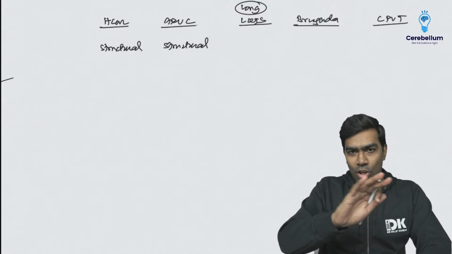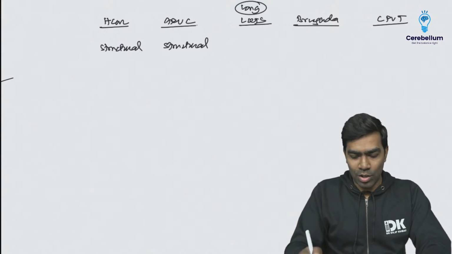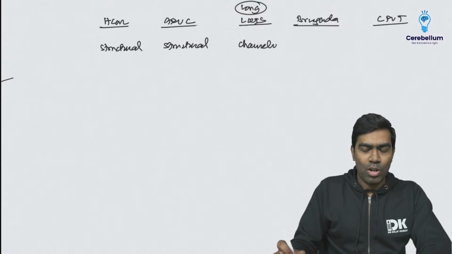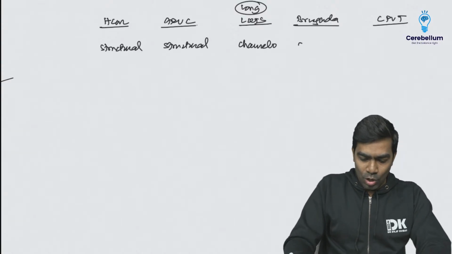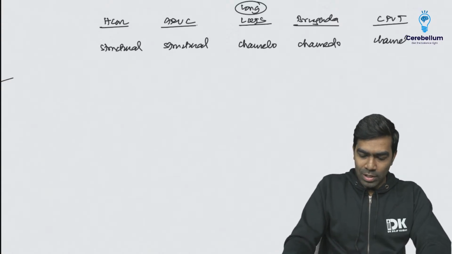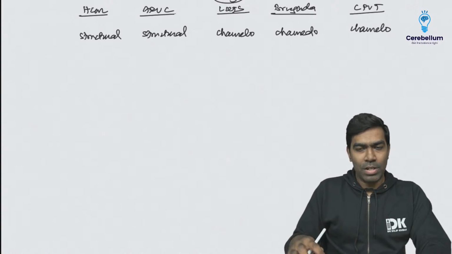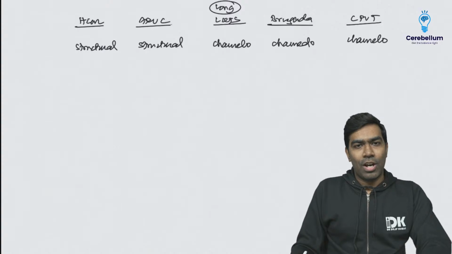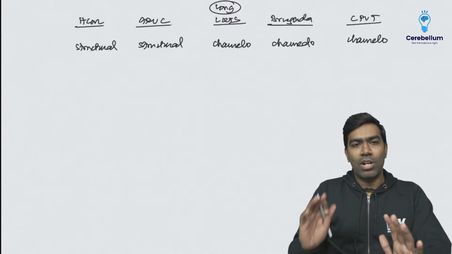Long QT syndrome is not a structural problem. Rather, long QT syndrome is a channelopathy. Brugada syndrome is also a channelopathy; it's some sodium or potassium channel problem. CPVT is also a channelopathy, which means it's going to be due to some sodium or calcium channel problem. And most of these problems have a strong genetic basis.